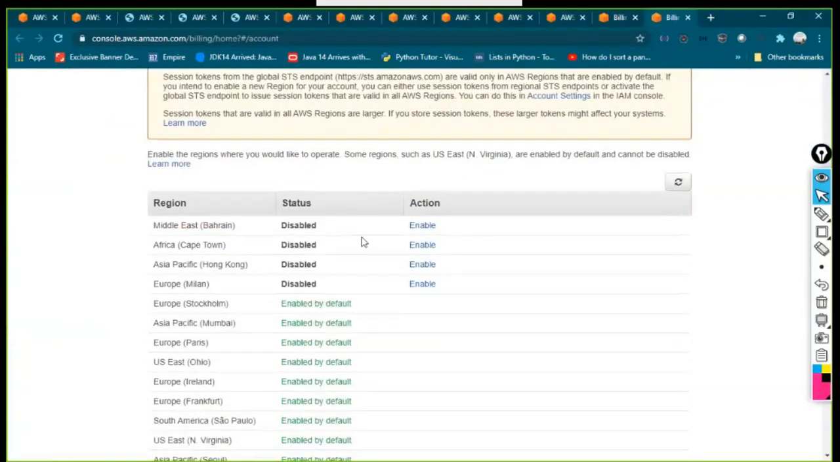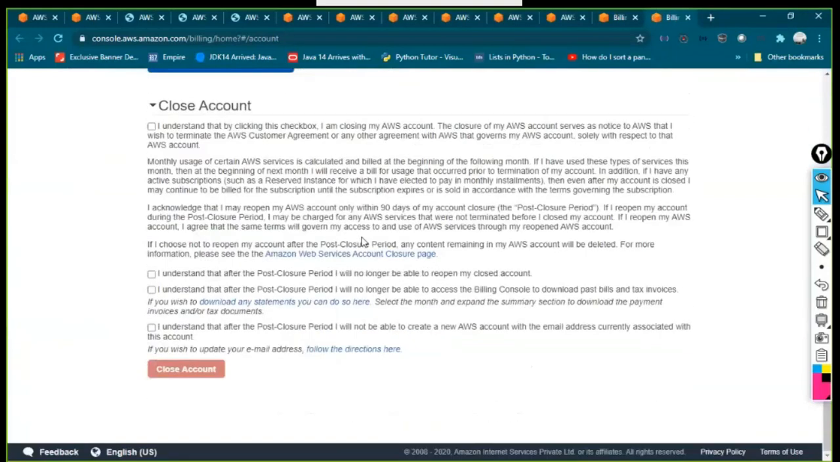Now scroll to the bottom. Once you click My Account, you have the option called Close Account. You select all the options and then click Close Account. That's all. Your account is closed. If you are going to reach the end of your free tier, almost 11 months or 11 months 15 days are over, and you don't want to use the remaining 15 days, to be on the safer side, you'd better close your account. You can quickly close your account here.